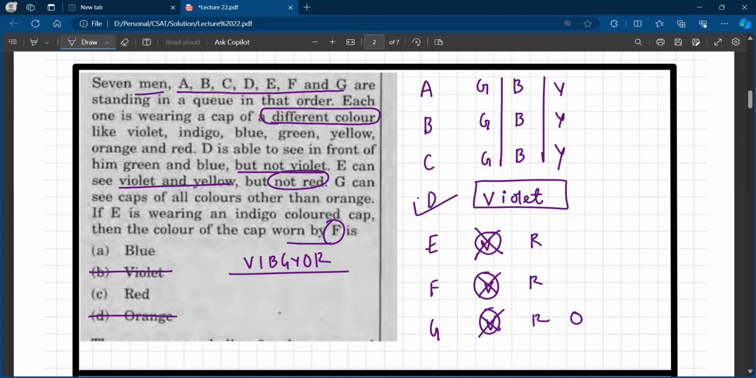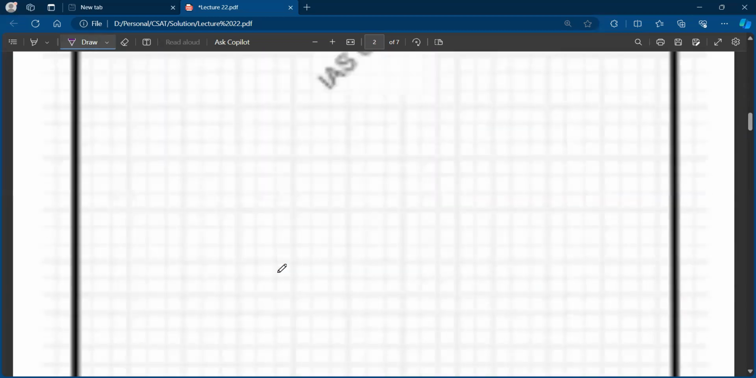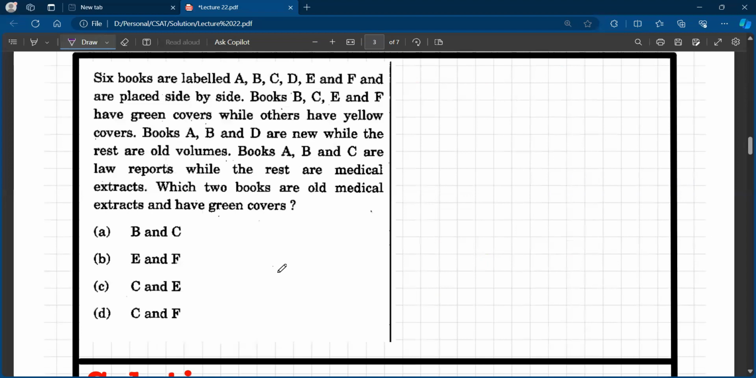E is wearing an indigo colored cap. वैसे भी blue is eliminated because blue यहाँ पे ही होगा. Now what is the color of F? That has to be red. Clear? Going to the next problem. It's a very easy question. Now going to the next problem.